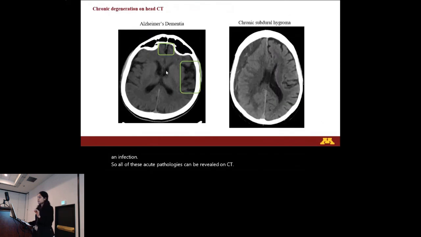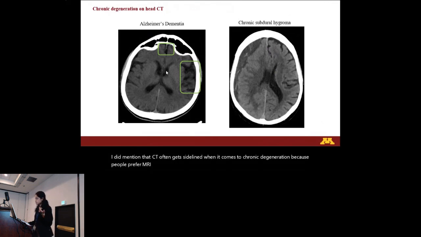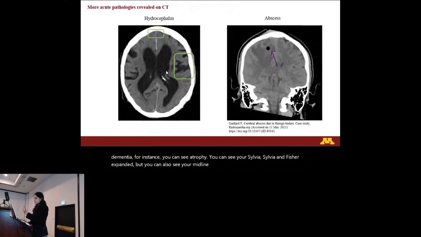I did mention that CT often gets sidelined when it comes to chronic degeneration because people prefer MRI for its higher resolution. But you can clearly see that in Alzheimer's dementia, for instance, you can see atrophy. You can see your Sylvian fissure expanded, but you can also see your midline space expanded, which is opposite to what you see in hydrocephalus, right?